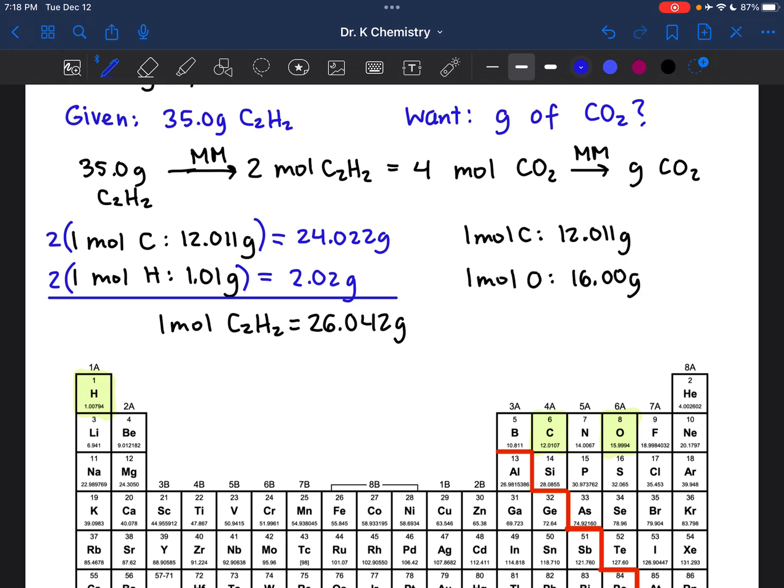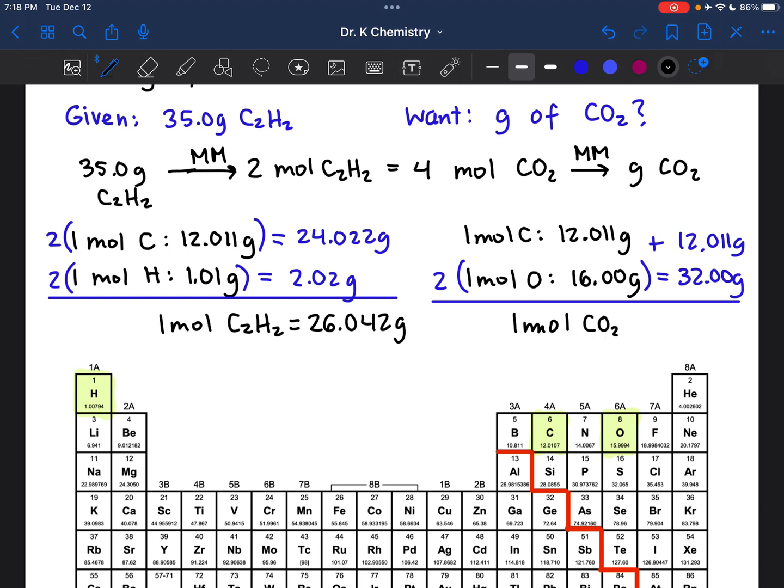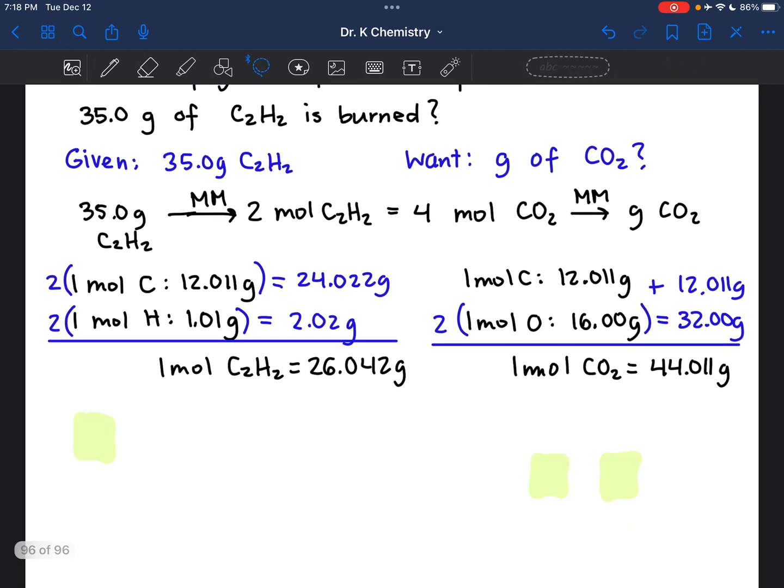And we'll do the exact same thing for CO2. And 1 mole of oxygen is about 16 grams. But keep in mind that we have 2 oxygens in the formula, so we need to multiply that by 2. And I'm just going to add the mass of carbon because there's only 1 of them in the formula. So it will be pretty straightforward. So 1 mole of CO2 will have a mass of 44.01 grams. And now that we have all of the information we need, we can do that conversion.